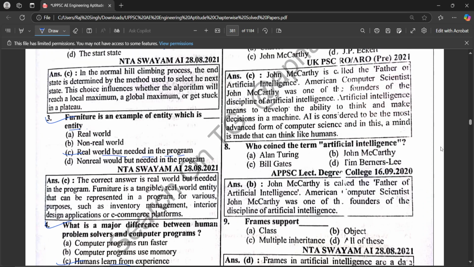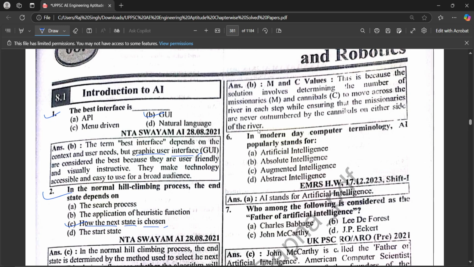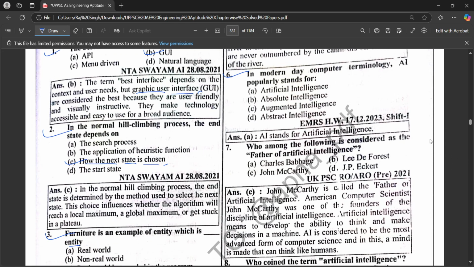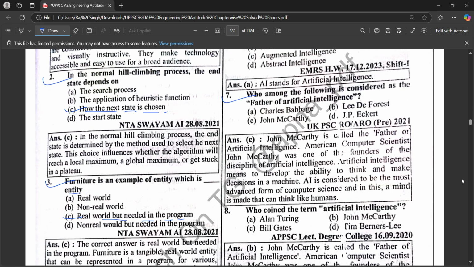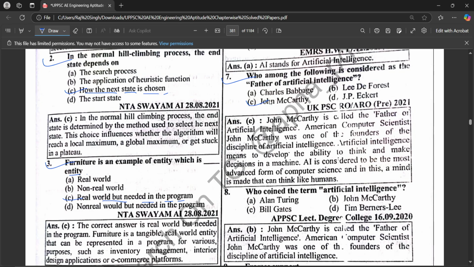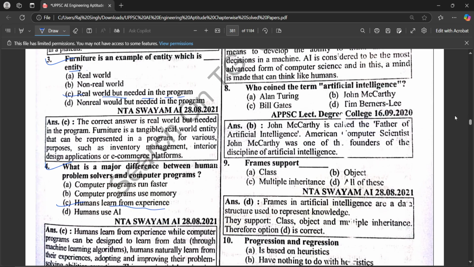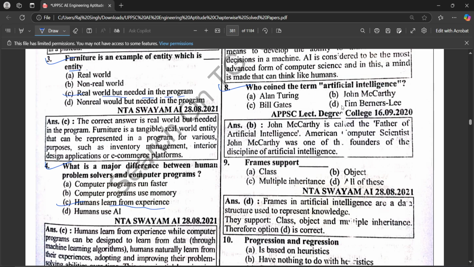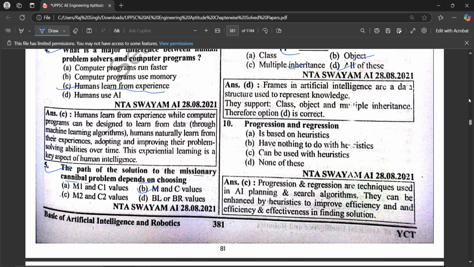ठीक है, नेक्स्ट क्वेश्चन देखते हैं। In modern day computer terminology, AI popularly stands for artificial intelligence. Who among the following is considered as the father of artificial intelligence? John McCarthy, who coined the term artificial intelligence, which is John McCarthy. Frames support which is all of these: classes, objects, multiple inheritance.